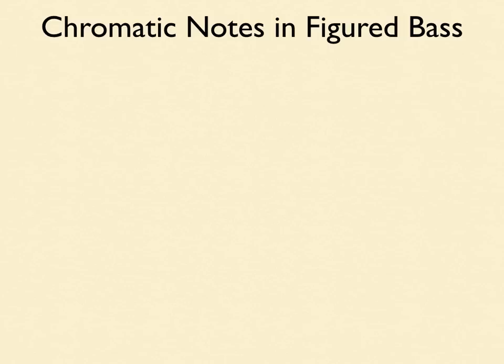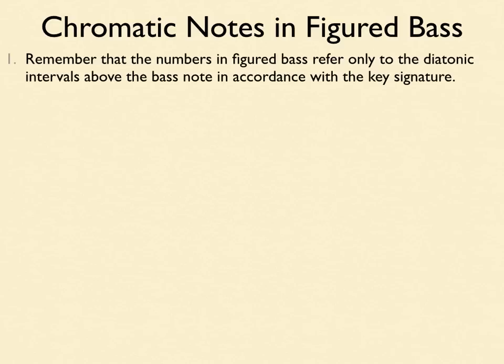So there's only one last thing we need to look at for figured bass, and that is chromatic notes. So how would we indicate naturals, sharps, and flats in a chord? Obviously not all chords are just going to be the normal diatonic intervals above the bass note. You may want to indicate a flat or a sharp or a natural in your chord. So it is important to remember then that the numbers in figured bass refer only to the diatonic intervals above the bass note in accordance with the key signature.